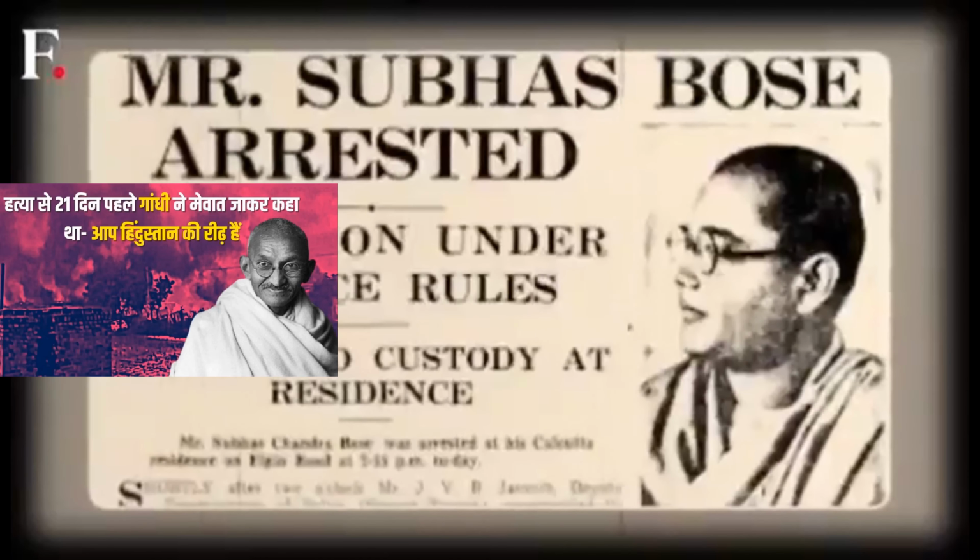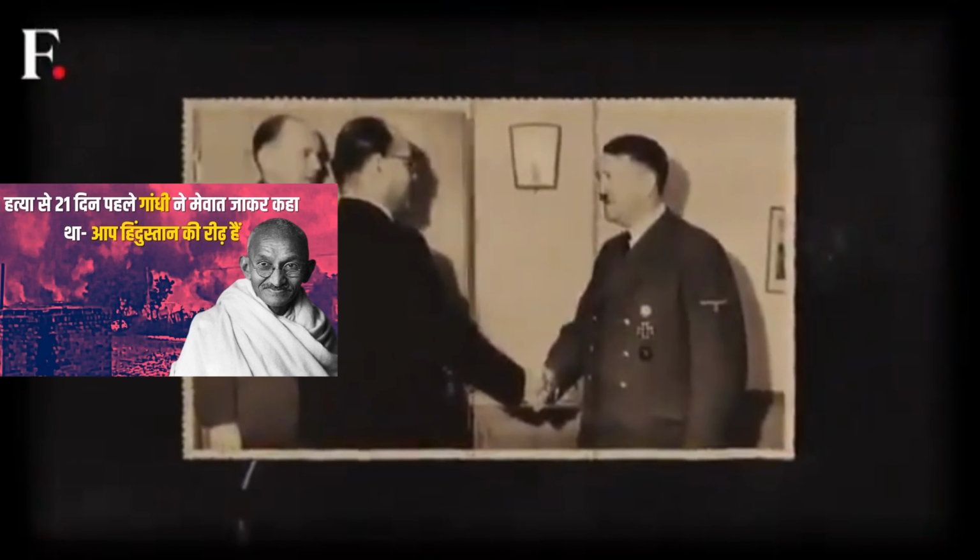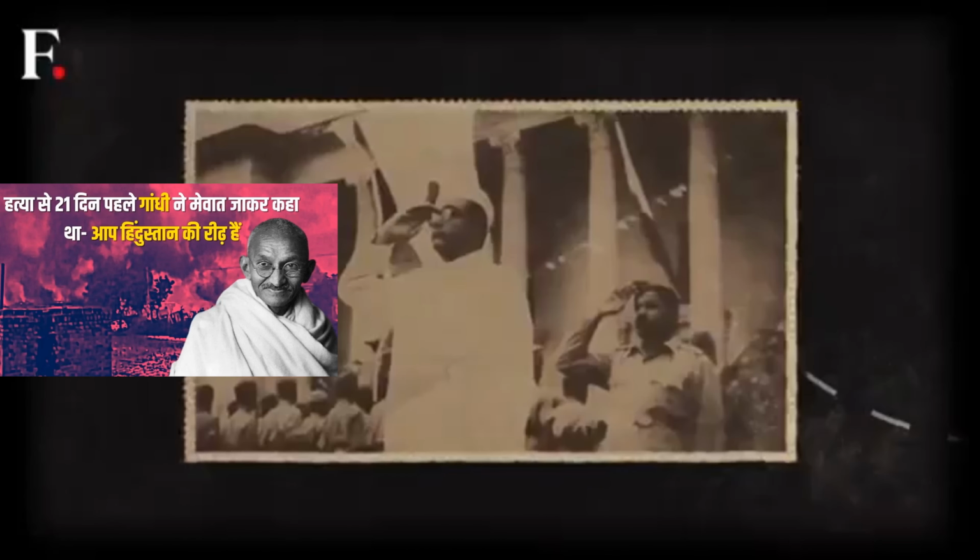Bose's radical tactics got him arrested. But in 1941, he fled British India. He began rallying for independence abroad. The idea was pretty simple. Your enemy's enemy is your friend. Using that logic, he reached out to Nazi Germany and Imperial Japan. The British were livid. They called Bose a collaborator.